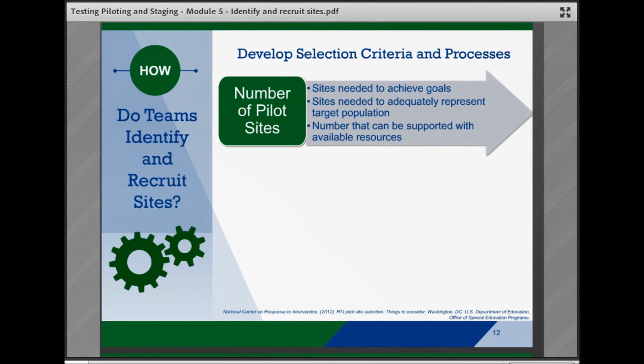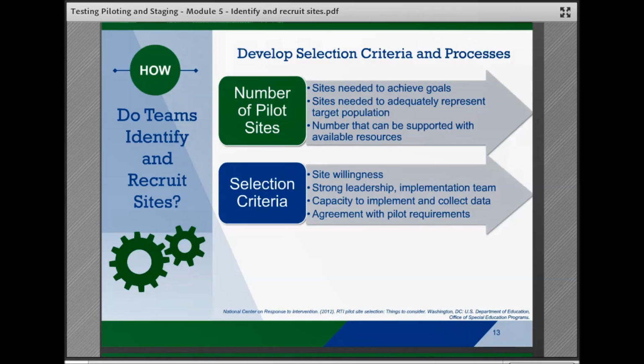When thinking about the desired number of pilot sites, decisions should reflect the number of sites needed to achieve pilot goals, the number of sites that will adequately represent the target population and its diversity, for example, 1 site per geographic region, or a rural and urban setting, and the number of sites that can be adequately supported by available resources.